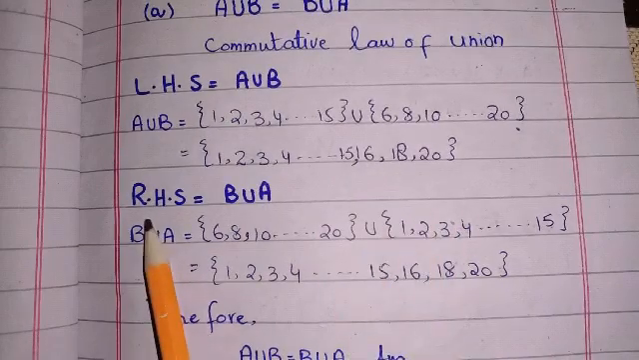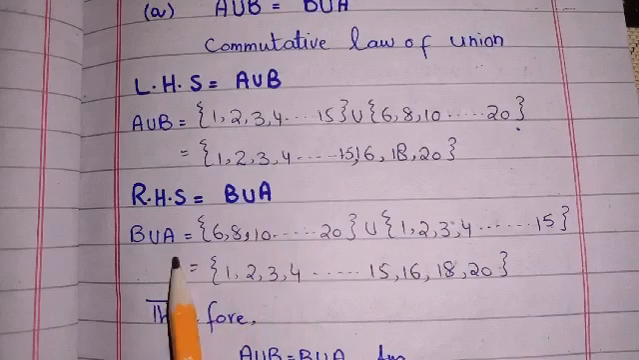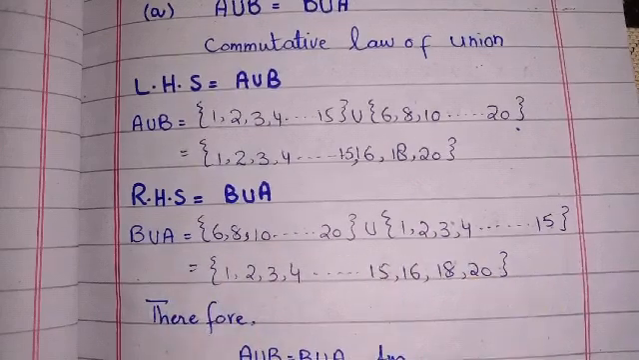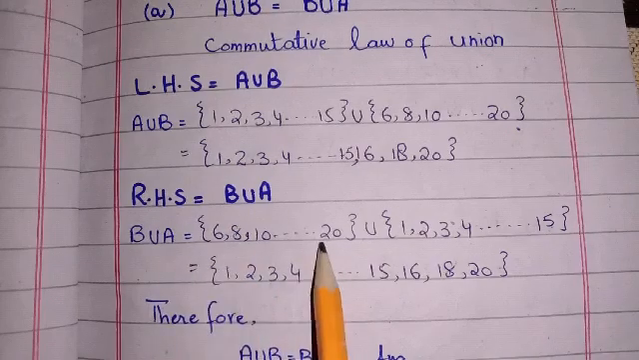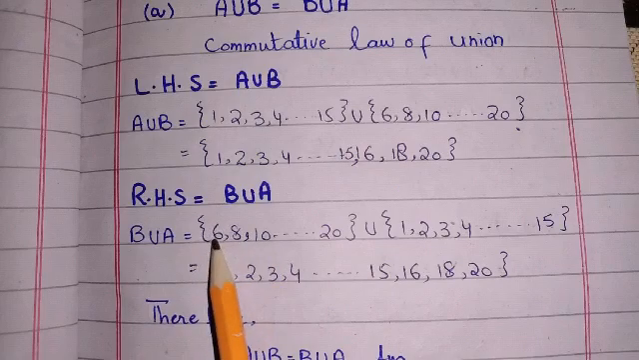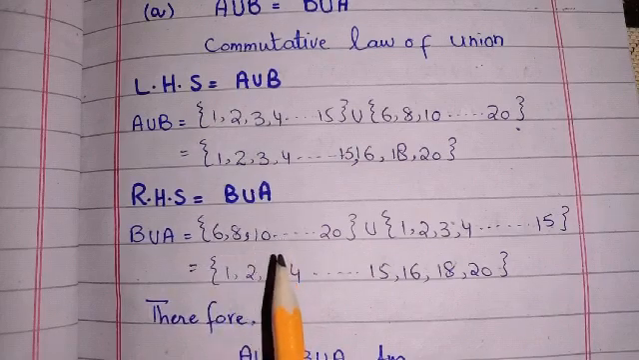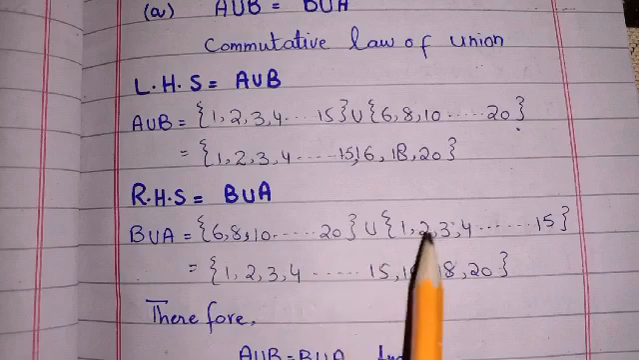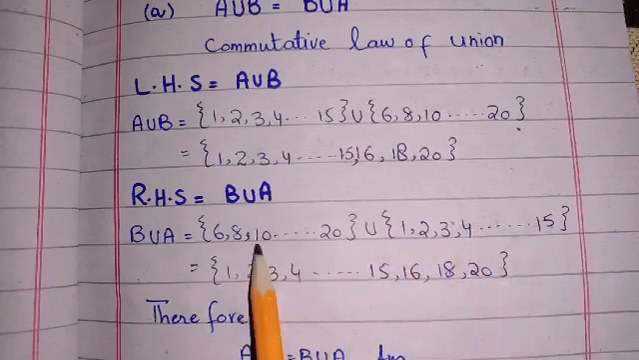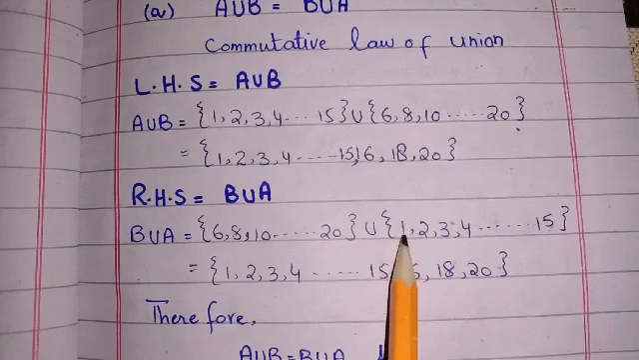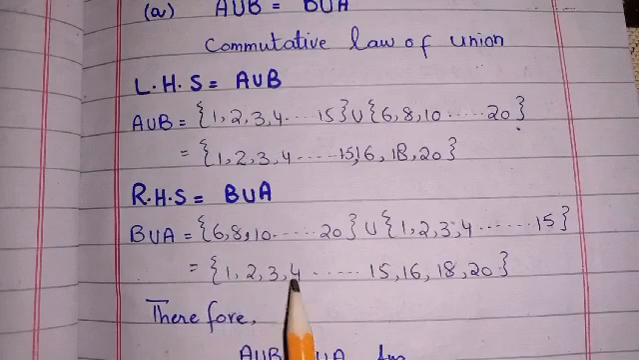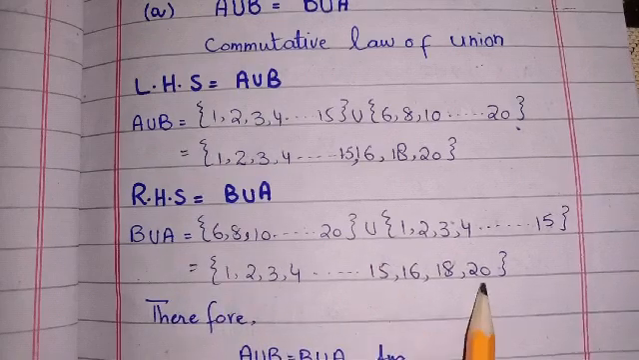Now students, here is our right hand side, which is equal to B union A. First we will write our B set, then union, then the A set. As you can see, in the B set we have elements 6 to 20, only even numbers: 6, 8, 10, 12, 14, 16, 18 and 20. And in the A set we have natural numbers from 1 to 15. When combining all the elements of both sets, we have the set 1, 2, 3, 4 up to 15, 16, 18 and 20.